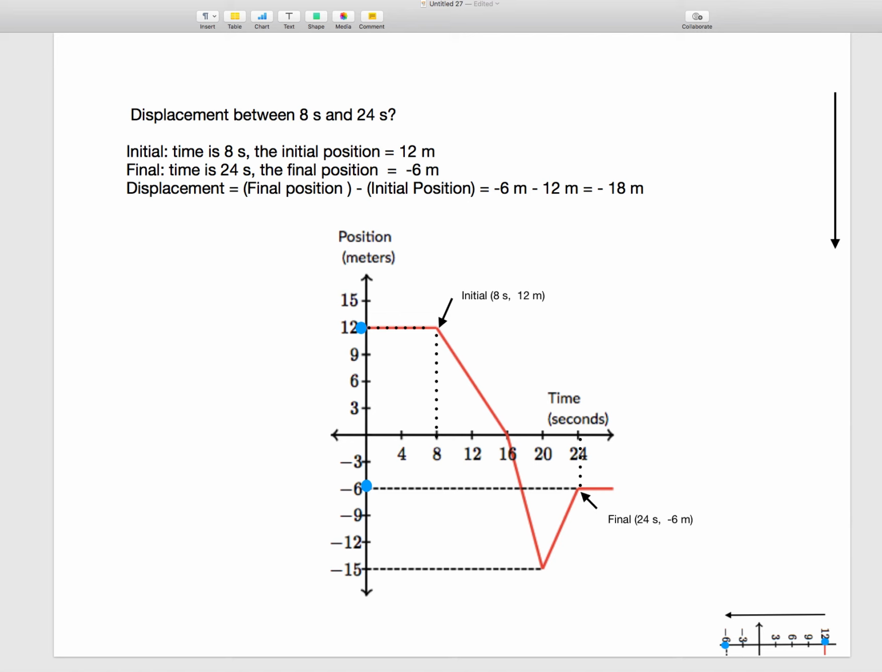So that means that the person starts here initially and then moved all the way to minus 6. After I got my data on the y-axis, I don't care at all about the other stuff anymore. I just look at these two data points, the blue ones. If I want to just plot the movement between 8 and 24 seconds, it will be like this, like the person moved from 12 meters to minus 6 meters. So that's minus 18 meters.